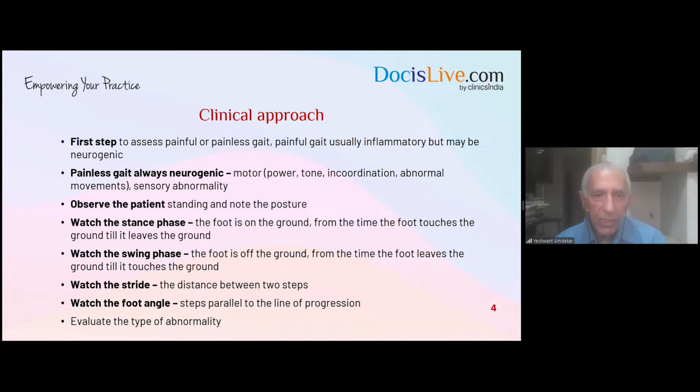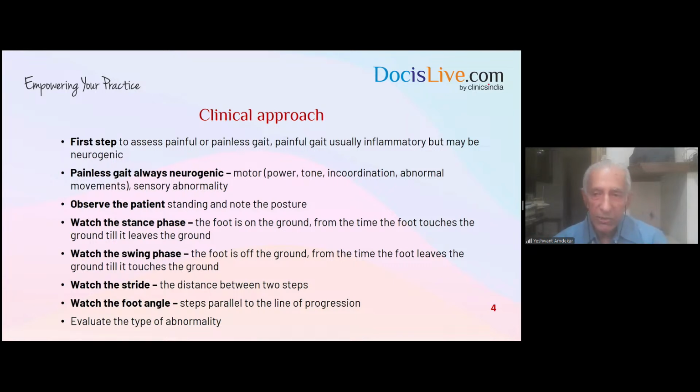Each phase is to be closely observed, and besides that, you watch the stride. What is the stride? Really, the distance between the two steps. An average distance varies, say, between 12 and 18 inches, but we know that in Parkinson's shuffling gait, the stride is extremely small, and he just takes a few inches of stride, and that's why we call it a shuffling.